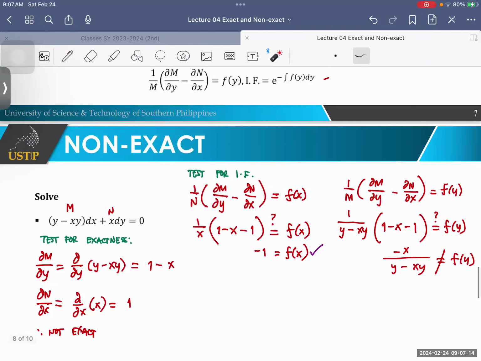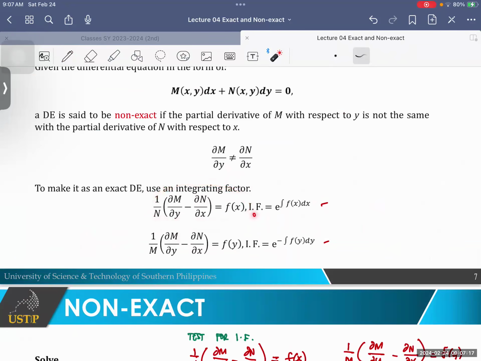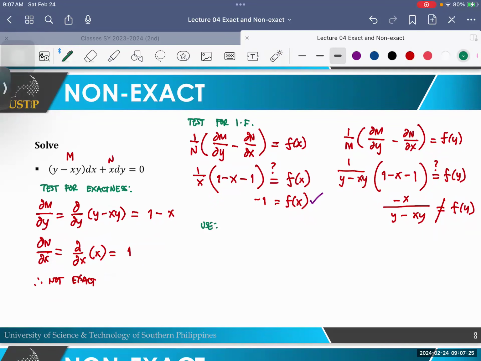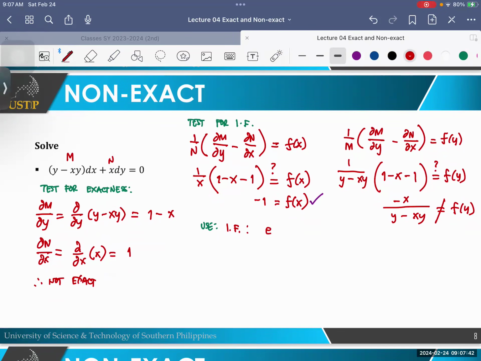Okay, unsa gay condition kung kani daw ang ma-satisfy, we use integrating factor. Ang integrating factor nato will be e raised to the integral of f of x dx.